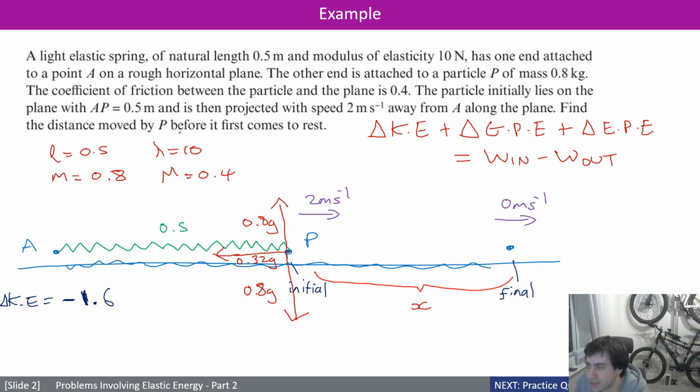Gravitational potential energy, in this case, won't change. So I did say we were going to use all the components. Actually, it turns out we're not using GPE in this case. We will be using work in a moment though. So GPE is 0 because the object is not increasing or decreasing in height.